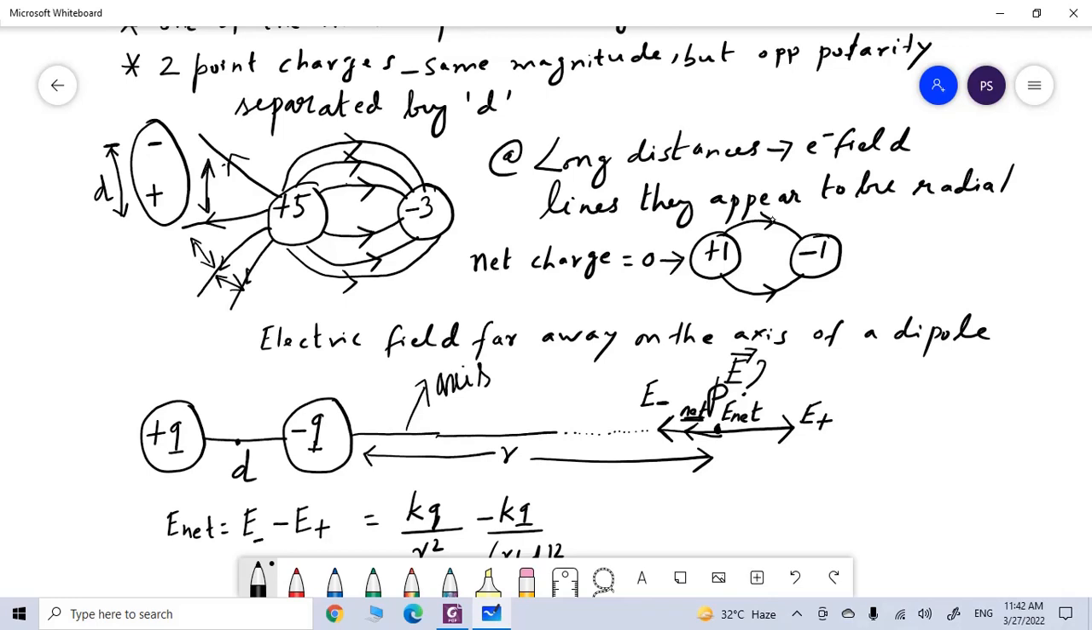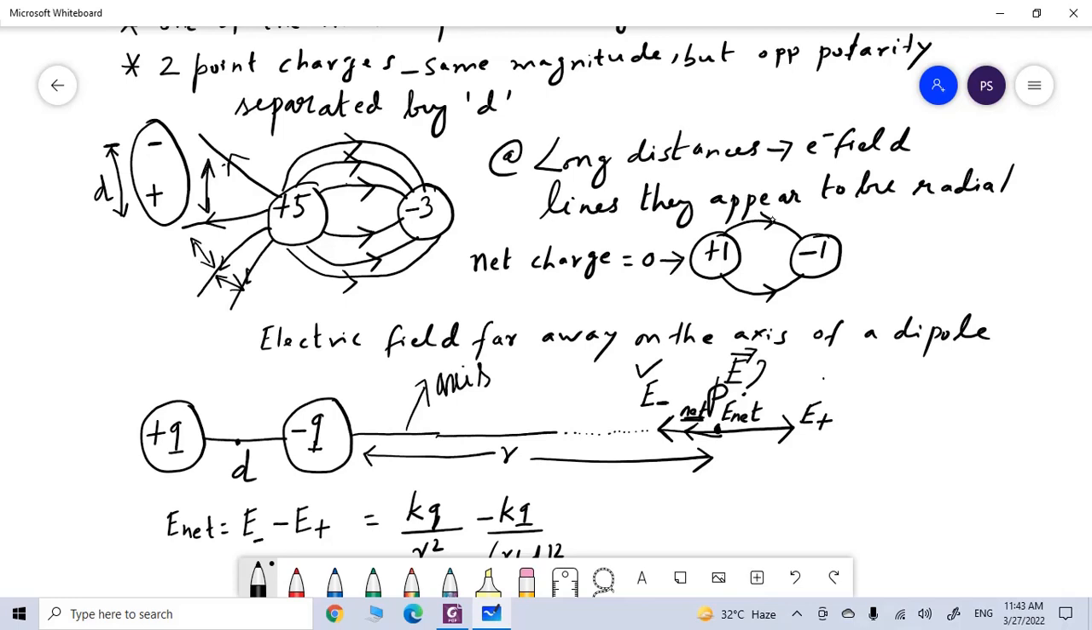Now let's think about what kind of influence these two charges individually have at this particular point. If you plot the electric field due to this charge minus q, you can see that the electric field lines will be running towards this charge minus q. So this is E minus. Now if you try to understand the influence of plus q on P, you can see that the electric field line will be away from this particular point P.